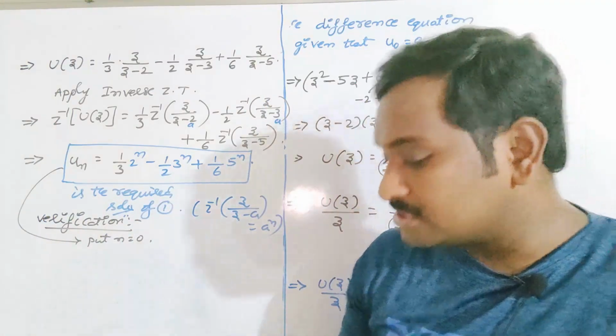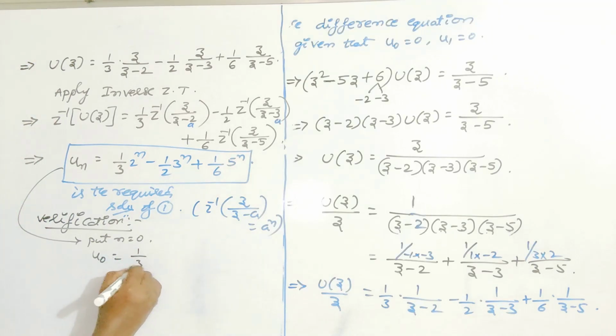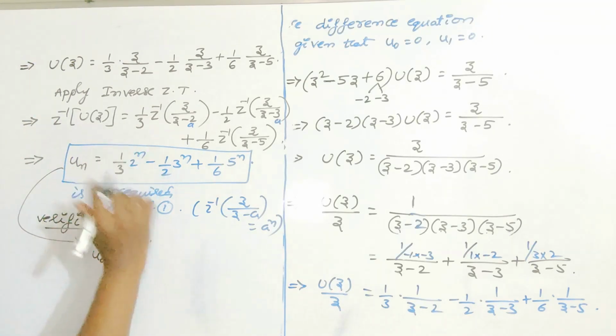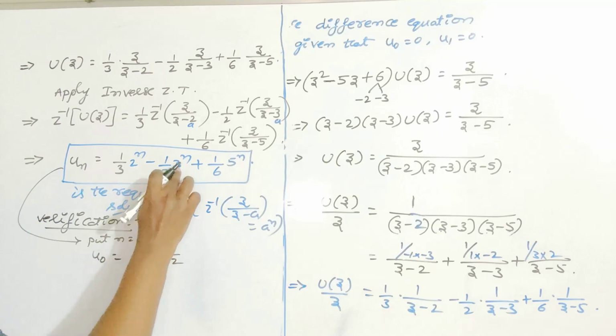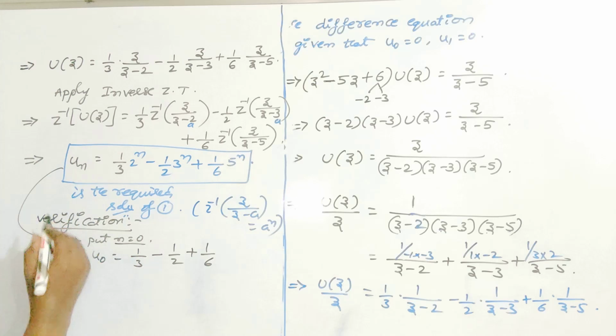If we replace n is equal to 0, you will get the value of u0. If your answer is 0, then only your problem is right. Otherwise your problem is wrong. So 1 by 3 into 2 power 0, which is 1. Anything power 0 is 1. Minus 1 by 2 is there, 3 power 0 is 1. Plus 1 by 6 into 5 power 0. Whenever we have n in this solution, I am replacing it by 0.